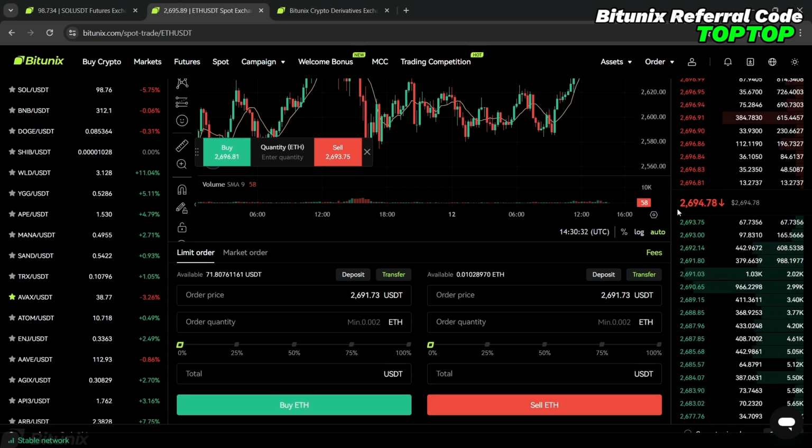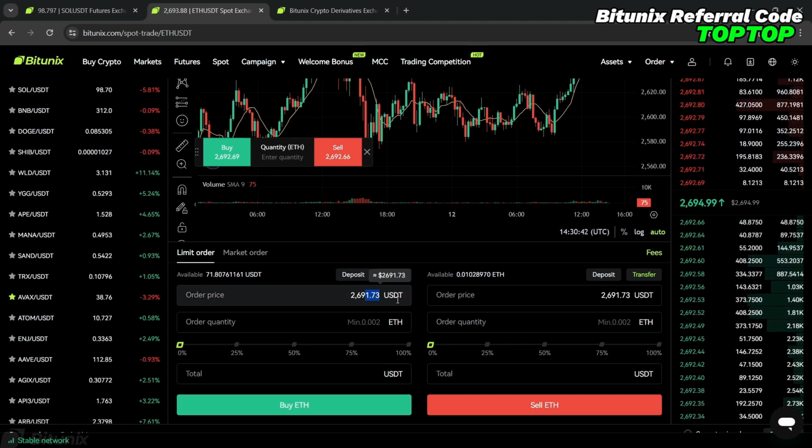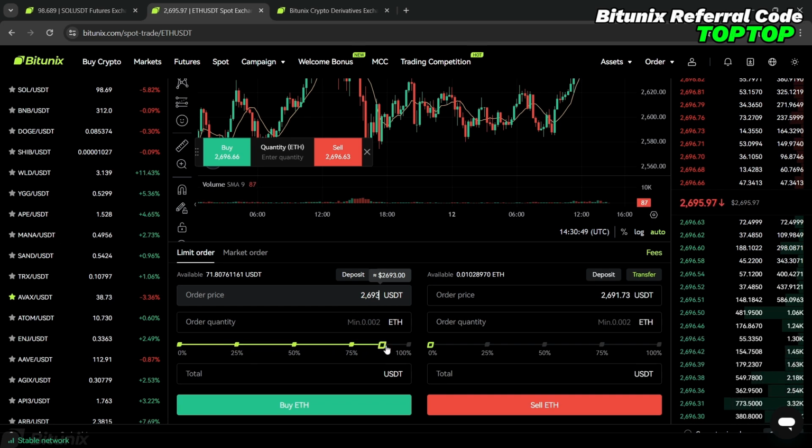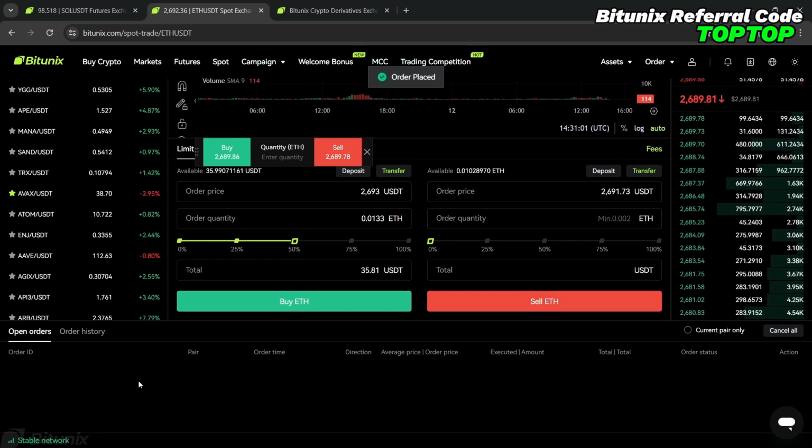So, for example, here, let's say we want to buy for a price that is below only $2,693. We would then go ahead, put in $2,693 as the order price. And then we would choose the amount of USDT we would want to enter this order with. So, let's go ahead and take about 50% of the USDT we have and set this order here. We're going to see how the order actually got placed immediately because we were actually below that $2,693 price.